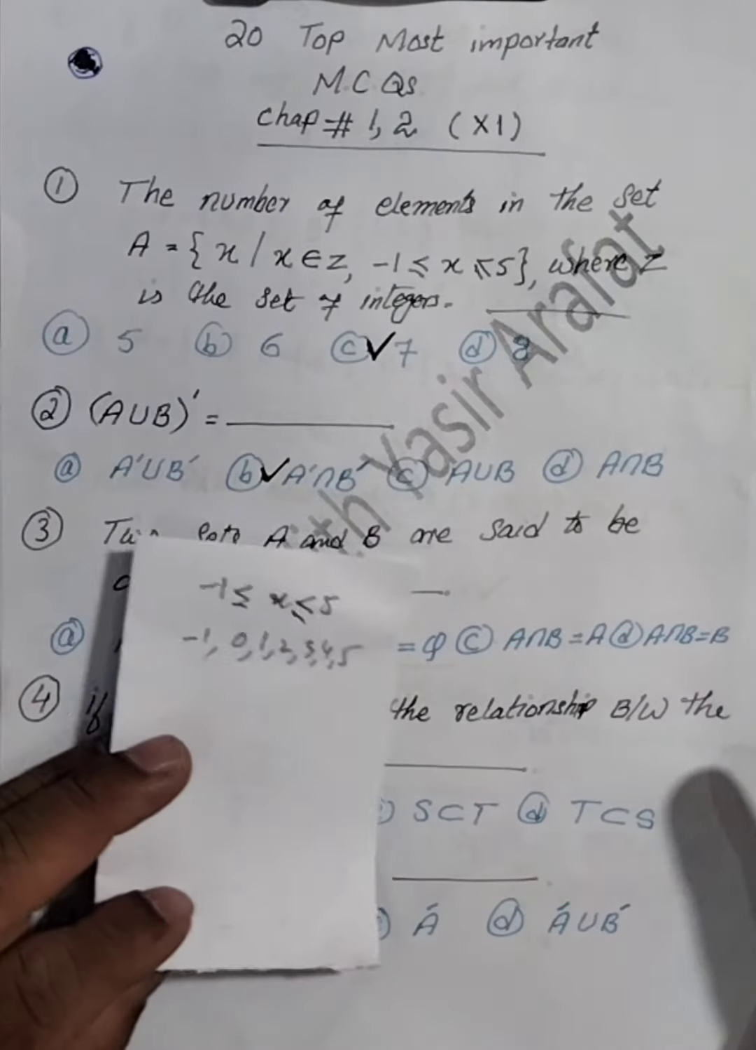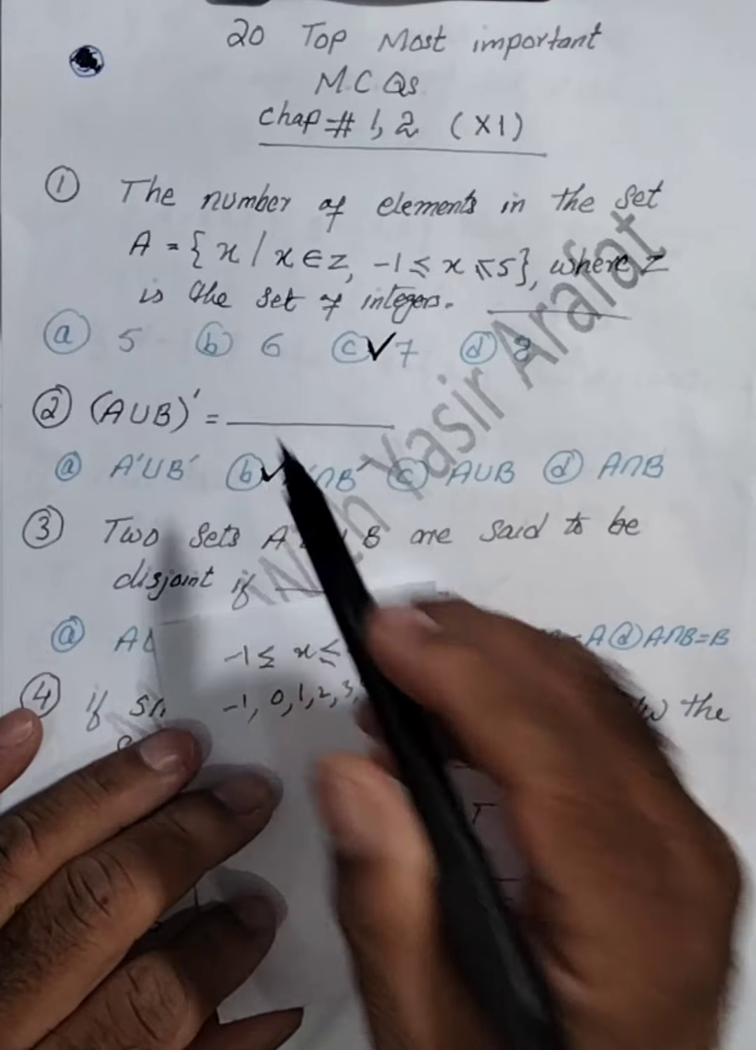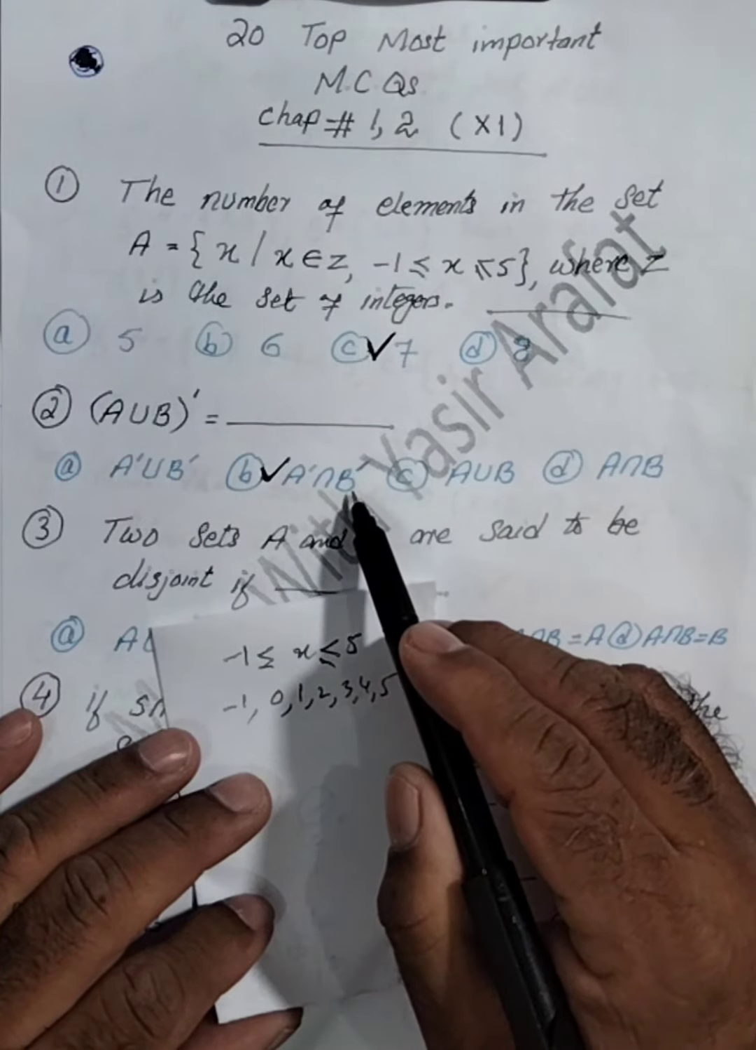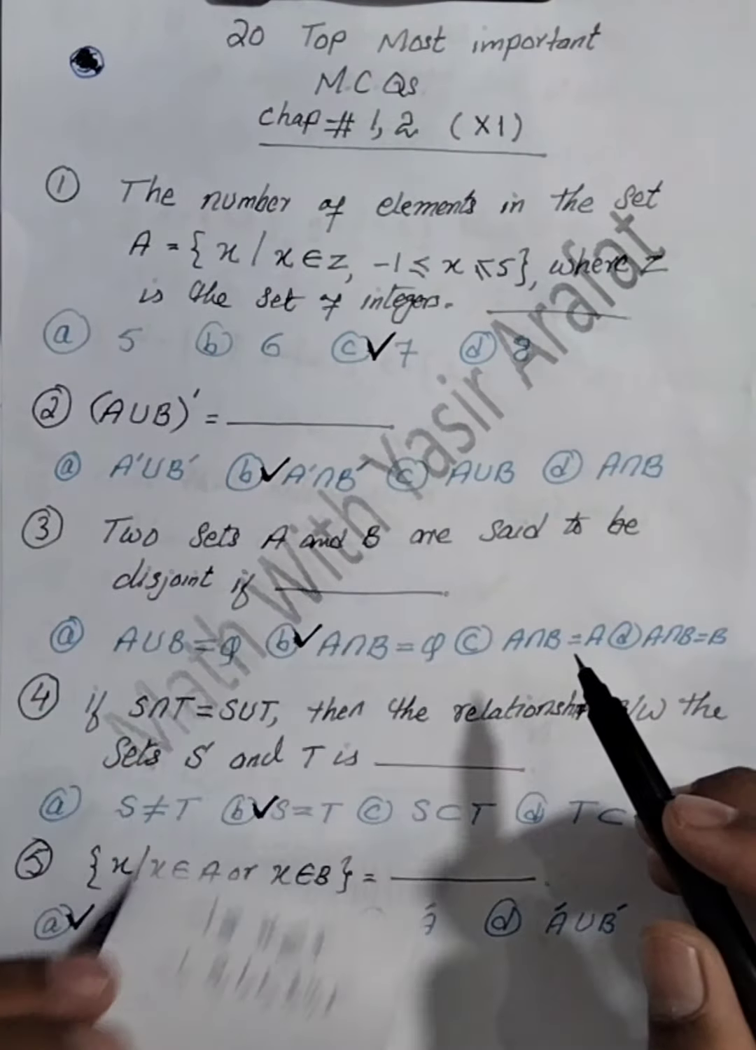Now come to the second MCQ: (A union B) whole complement will be equal to A complement intersection B complement. This is De Morgan's law.